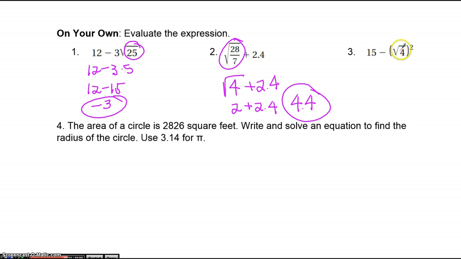And number 3, I'm going to do the square root of 4 first, so 15 minus 2, and that needs to be squared. So this is 15 minus 4, which gives me 11.